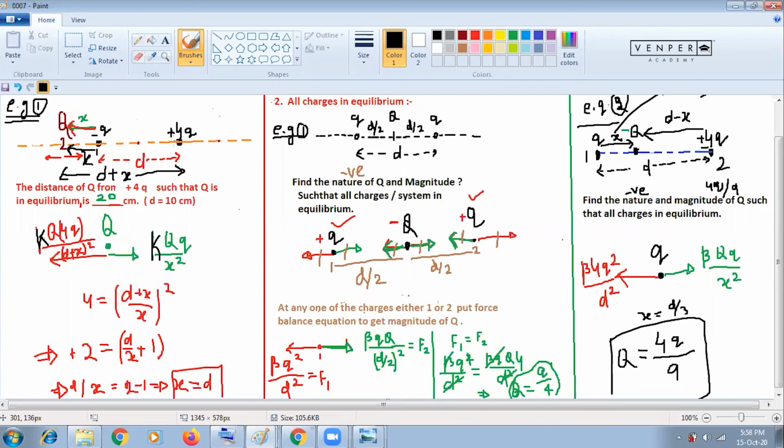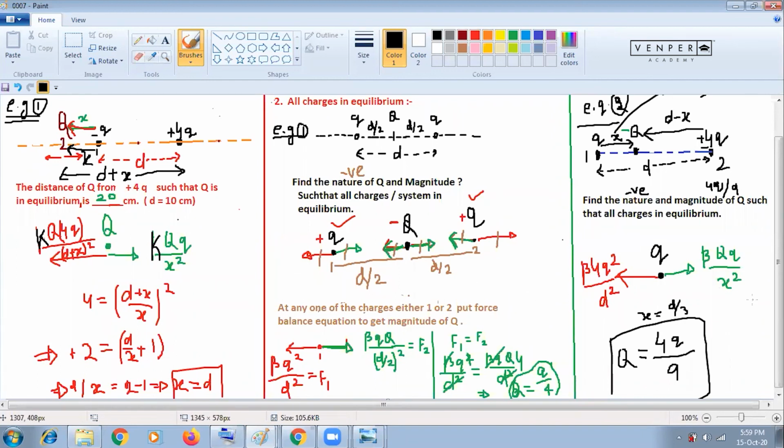Always remember the equilibrium point is outside the two charges, and near minus q. So outside, that means here near the minus q, not inside. Not in between them, it is outside the charges and near the small q, that you remember. I hope you are understanding, all of you.